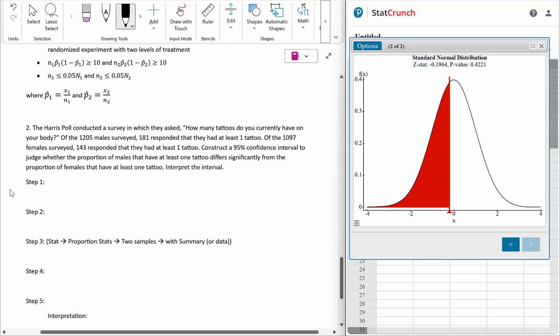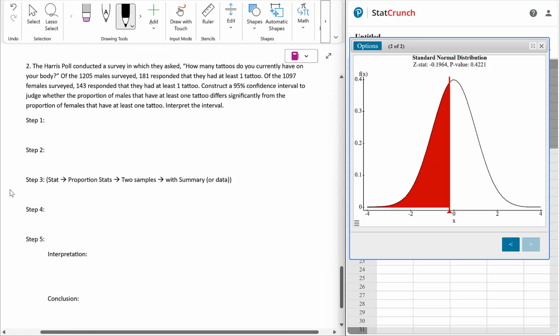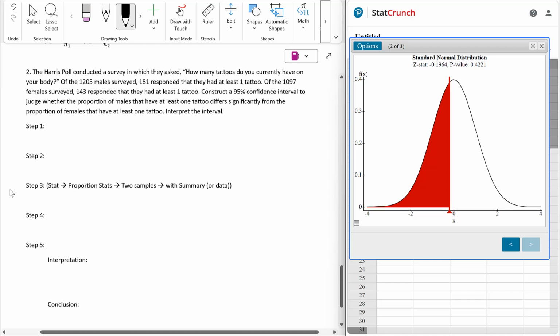So for number 2, we have the Harris poll conducted a survey in which they asked, how many tattoos do you currently have on your body? Of the 1,205 males surveyed, 181 responded that they had at least one tattoo. Of the 1,097 females surveyed, 143 responded that they had at least one tattoo. We want to construct a 95% confidence interval to judge whether the proportion of males that have at least one tattoo differs significantly from the proportion of females that have at least one tattoo, and then interpret the interval.